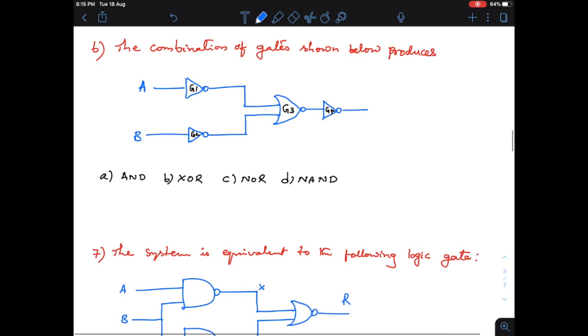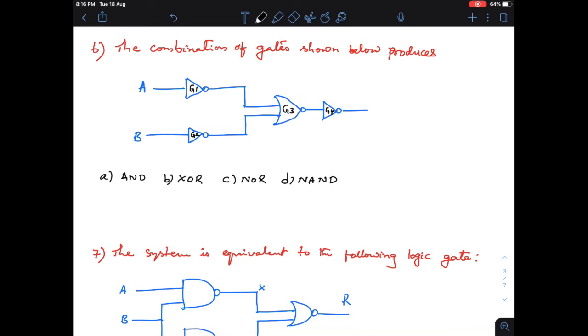Very simple one. The combination of gates shown below produces what kind of a gate? Here the options given are AND, OR, NOR, NAND. Now let us see. Now this is gate 1, G1, G2, G3, G4. Now G1, G2 are NOT gates, G3 is a NOR gate, and G4 is again a NOT gate.